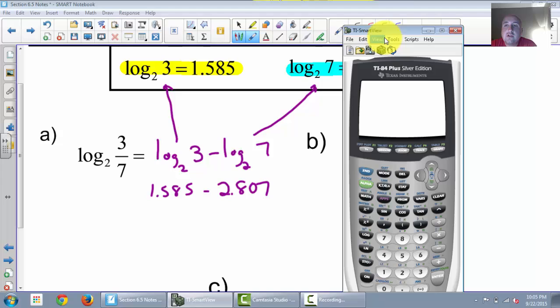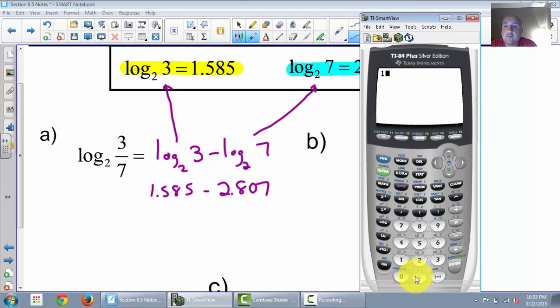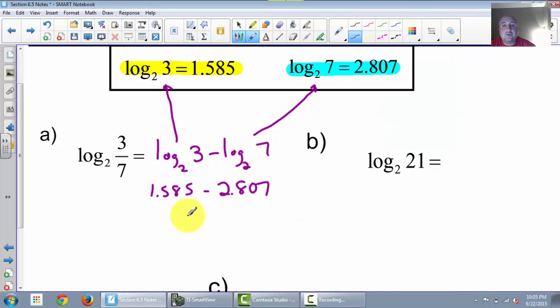So I'm going to go to my calculator. I'm going to do 1.585 minus 2.807, and it will give me an answer of negative 1.22. So this whole thing is equal to negative 1.22. So we evaluated this log using our properties.